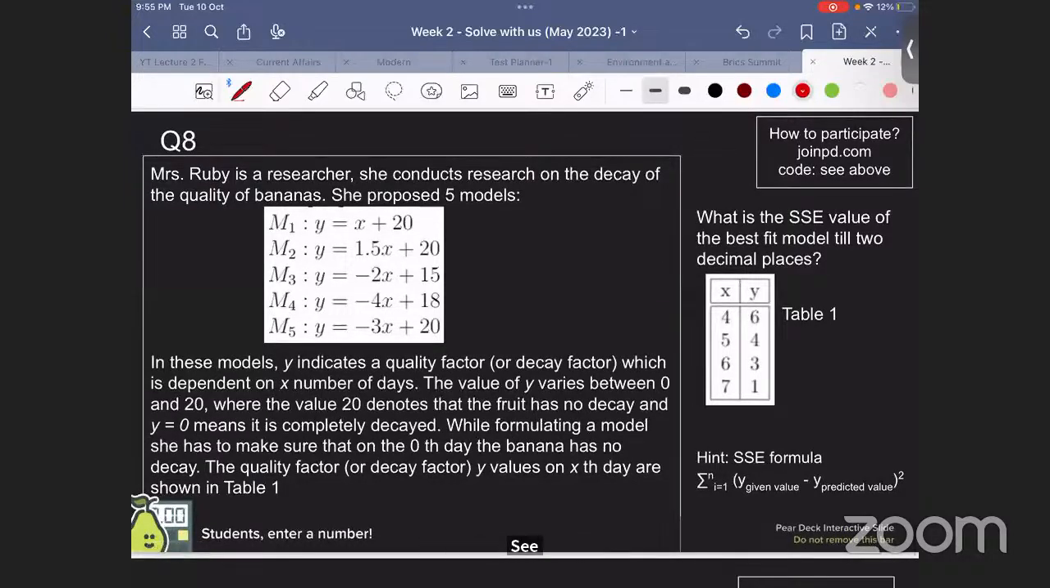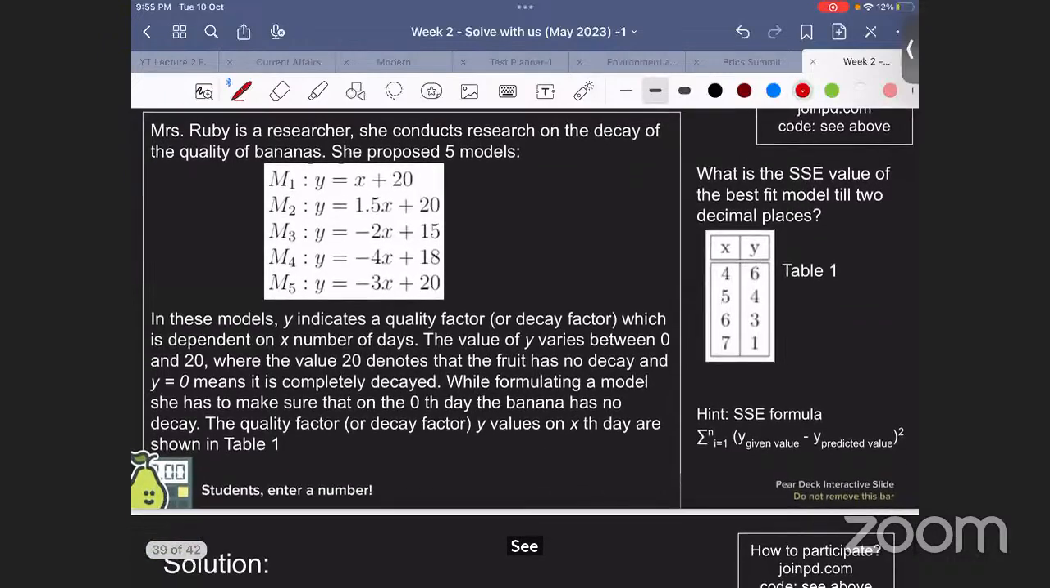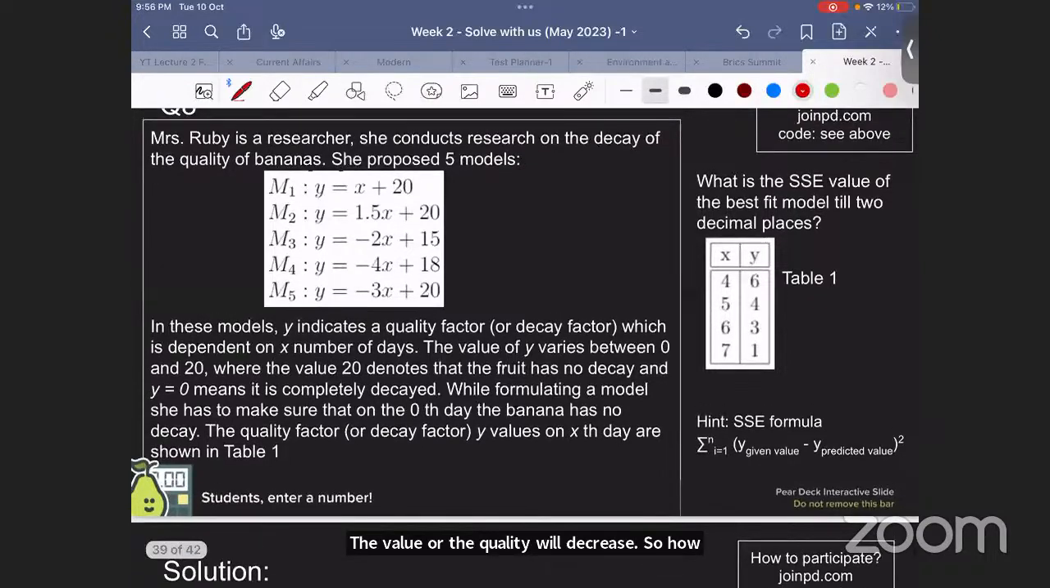I'm explaining it again. She conducted research on the decaying of the quality of the banana. If you just leave the banana, on the first day it will be fresh, but on the second day it will start decaying, right? If you increase the number of days, the quality of the banana will depreciate. So how can M1 and M2 be correct? M1 and M2 are very bad models because they say that if you keep the banana for 5 days, the quality will increase. It can't be possible, right?